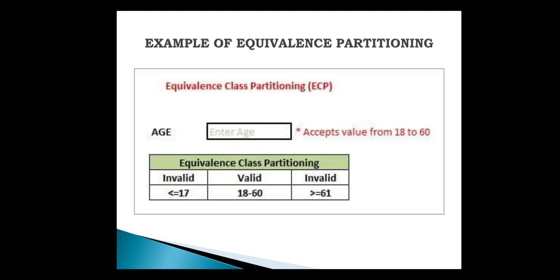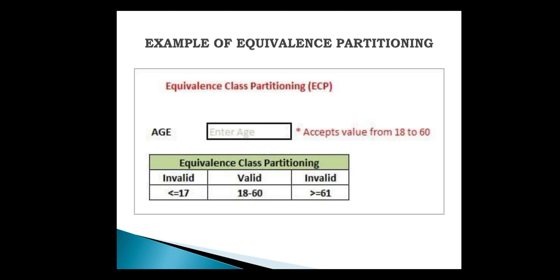Our valid input is 18 to 60, so we'll make a class of 18 to 60. It is a valid class, and I am making invalid classes. There are two invalid classes: below or equal to 17 is one class, and above or equal to 61 is another class. We will take a single input from each class, because we need to cover all the classes. In the first class I am taking the input 14.